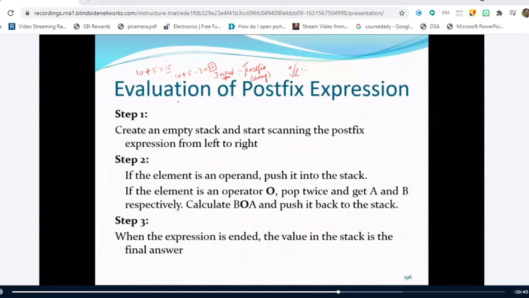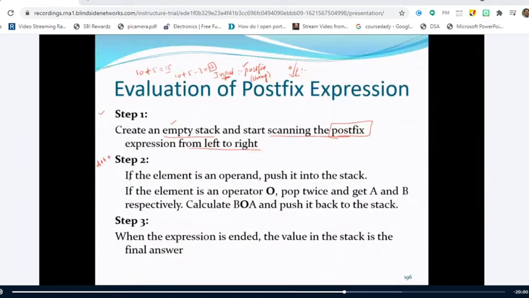Right. So coming to the algorithmic part, step one is you have to initialize the stack. Right? You have to create an empty stack, and then you have to start scanning the postfix expression from left to right. This step is common for both the algorithms, right? In the previous algorithm where we converted the infix expression to postfix expression, there also we created an empty stack, and then we started scanning the given infix expression from left to right. In the similar way, here also you create an empty stack and start scanning the postfix expression from left to right. This step is very important. Listen carefully.